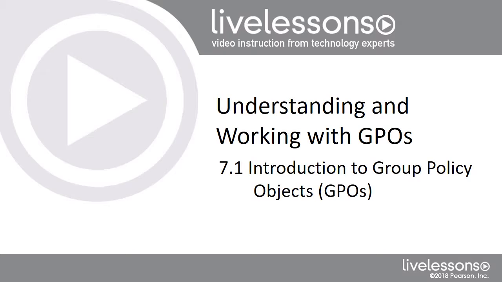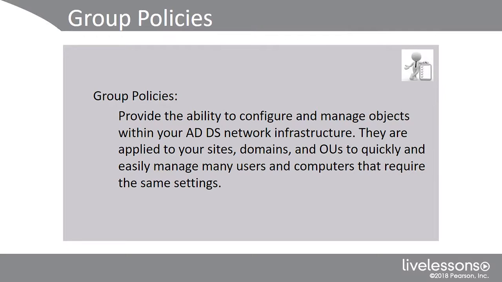So I want to begin in this sublesson with an introduction to Group Policy Objects, or GPOs. And the first thing is a definition. They provide the ability to configure and manage objects, computer objects, user objects, whatever you have in ADDS, within your network infrastructure. They're applied to your sites. Remember, we have our physical sites, default first site name. We also created the London and we created the Dublin sites. Domains, we've been talking about domain A and domain B, and organization units, and they make it much easier for us to manage our users and our computers that are looking for similar settings or the same settings.